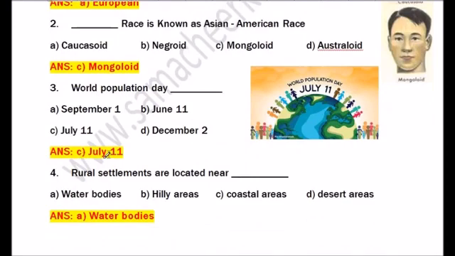Question number 4. Rural settlements are located near dash. Options are water bodies, hilly areas, coastal areas, desert areas. Answer is water bodies. Rural settlements are located near water bodies.